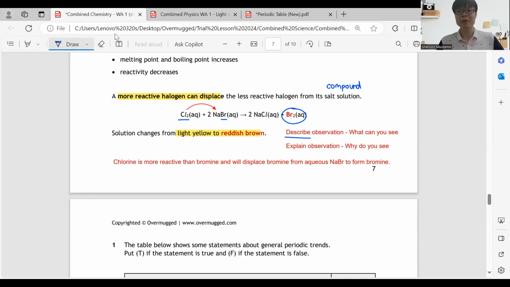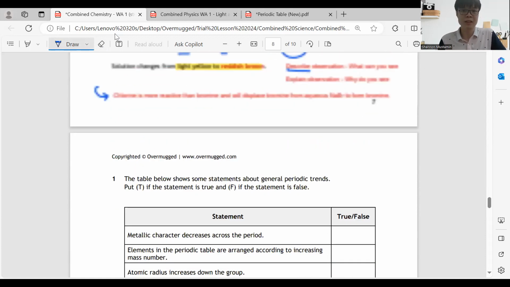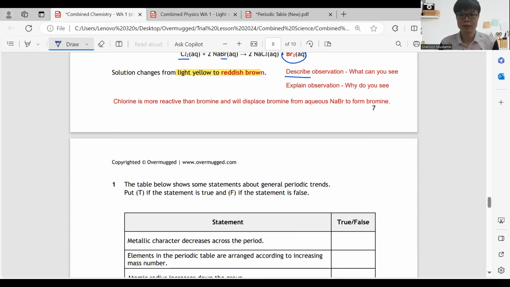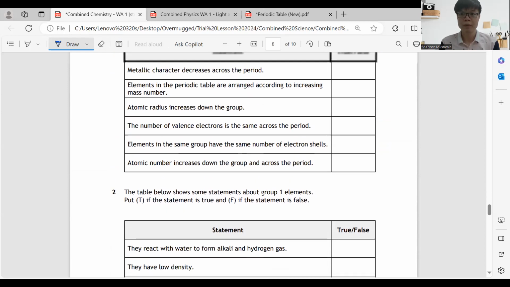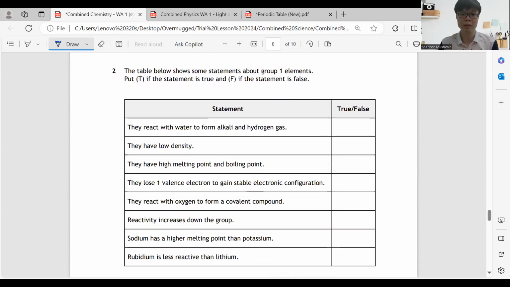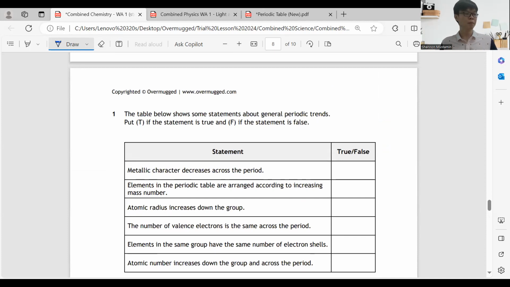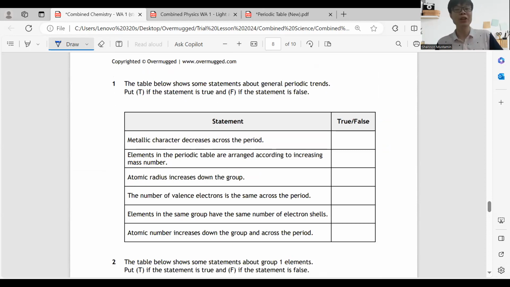Okay, if you are done, y'all can try the next page worksheet. There's some true and false. Common exam tricks, see whether y'all can recognize. Here I split it up to general trends, group 1, group 17. Okay, maybe 3 minutes based on your instinct, don't overthink.